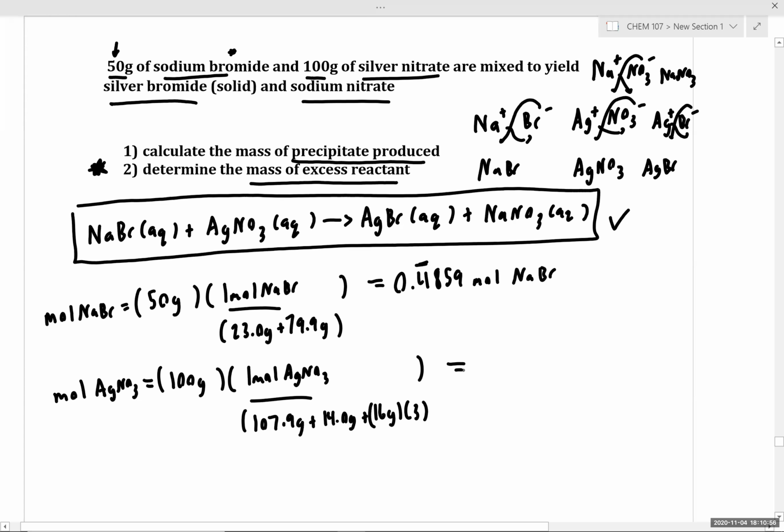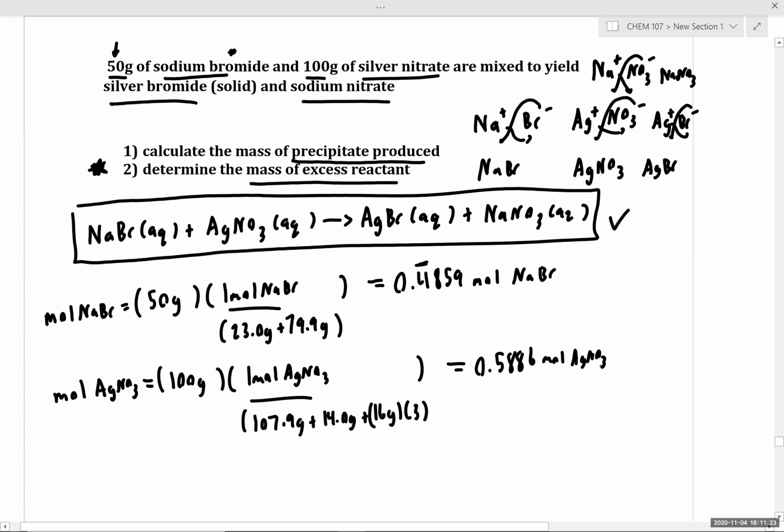Okay, so showcasing our calculation for the molar mass, we have 107.9 plus 14 plus 16 times 3, which gives us 169.9. If we divide 100 by 169.9, we get 0.5886 moles of silver nitrate.